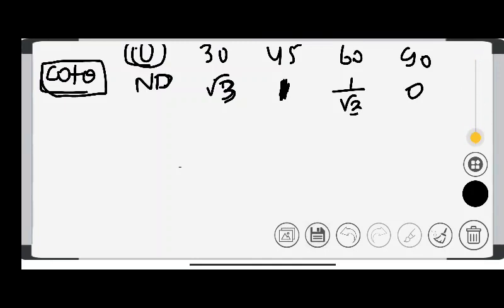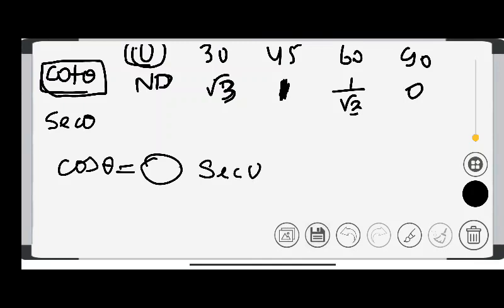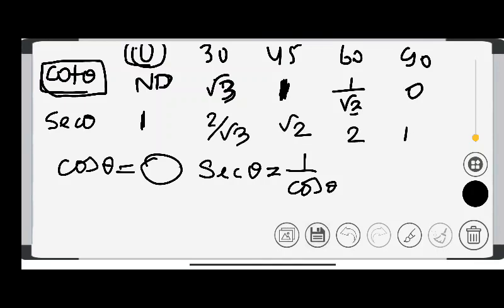Let's start the next one. Next one is sec theta. You will find that it is the inverse of cos theta. Cos theta values will be inversely used here. So what would you write? Sec theta here is 1 upon cos theta. So I found 0 degree as 1, then 2 upon root 3, root 2, 2, and here is not defined.